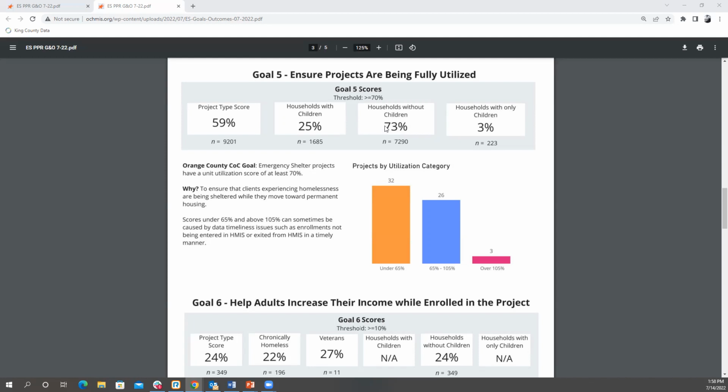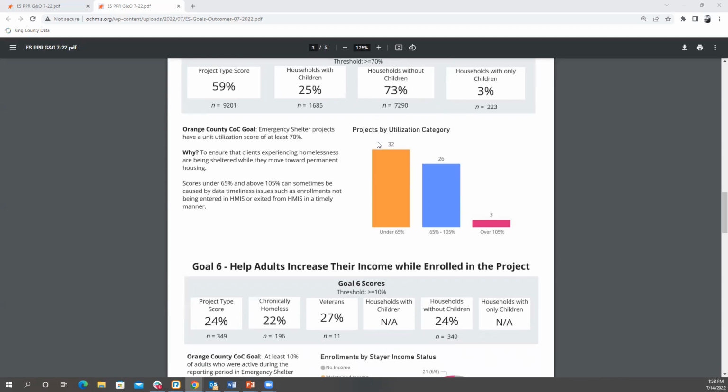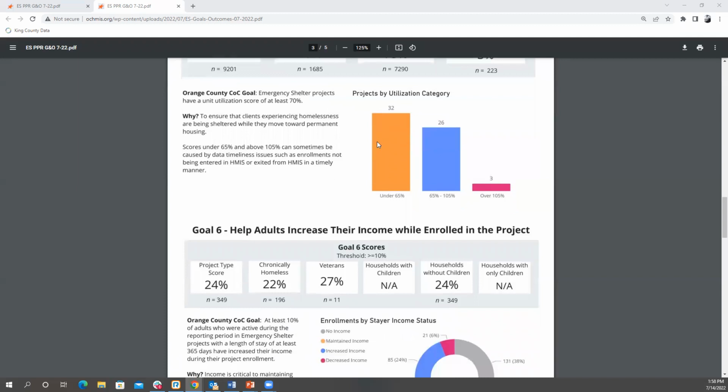But there's a big discrepancy between the two household types, and is due to COVID and clients not wanting to stay in close proximity to other clients. And you can see here, so this is the projects that were included in this measure, and the percentage of them that were under 65%, which is low utilization, 65 to 105%, which is normal utilization, and over 105%, which is high utilization. And a lot of the projects do have low utilization in the past year.